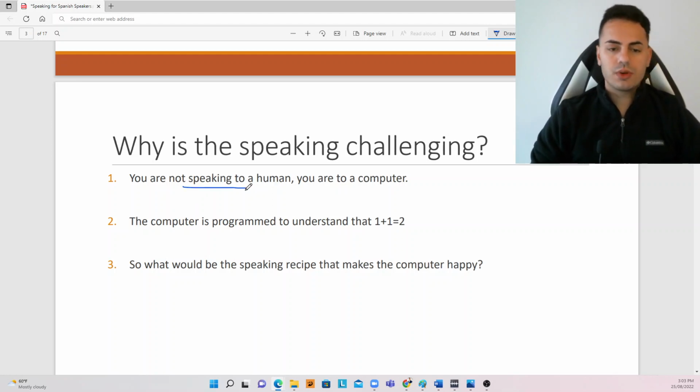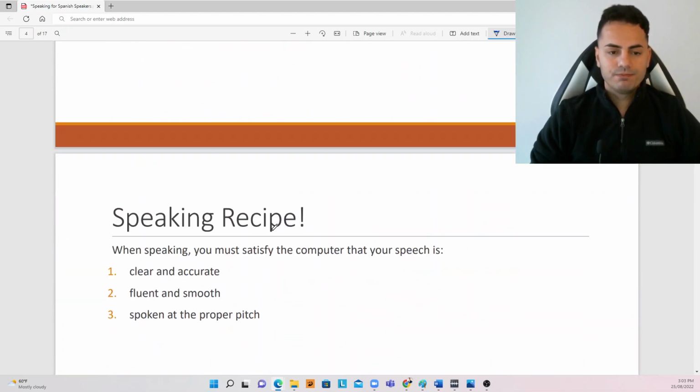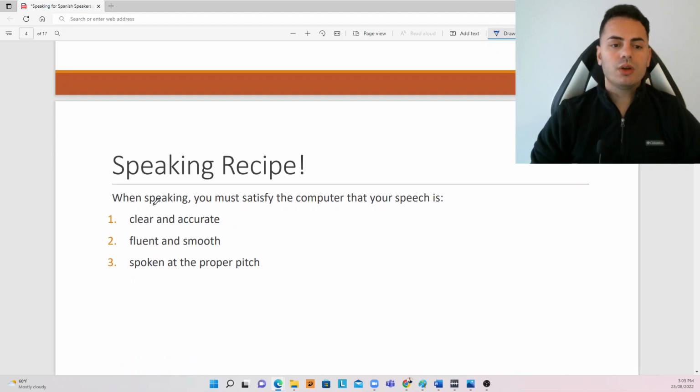The computer is programmed in a way that it only understands that 1 plus 1 equals 2. And we simply have to make the computer happy. And there should be a recipe that we follow to make the computer happy. What is this recipe? Here we go.